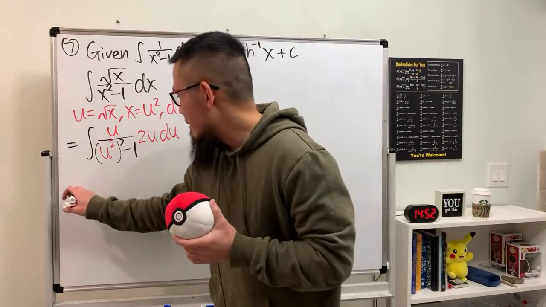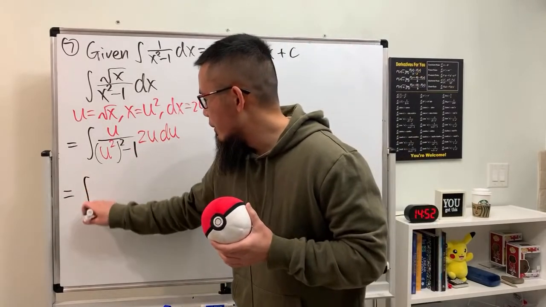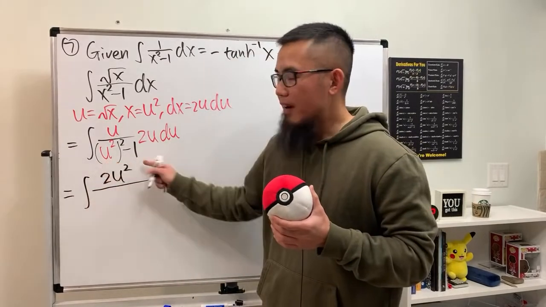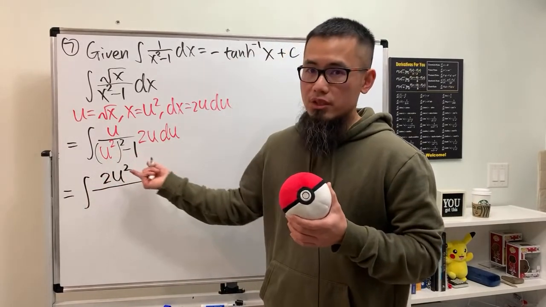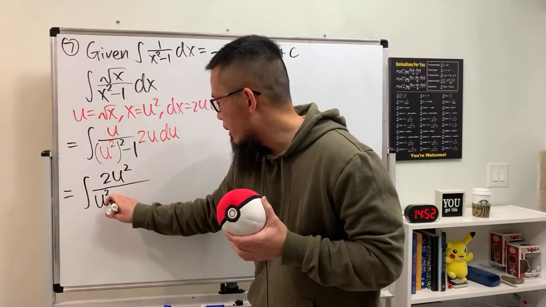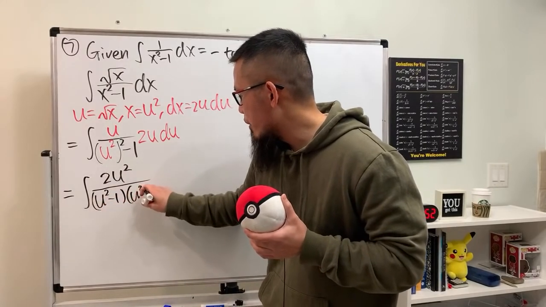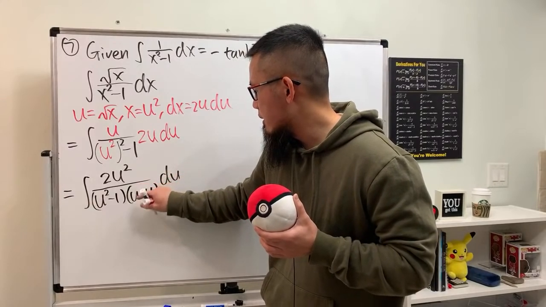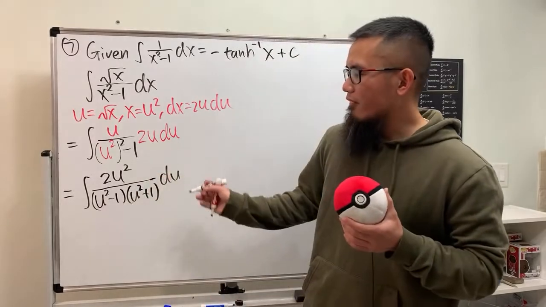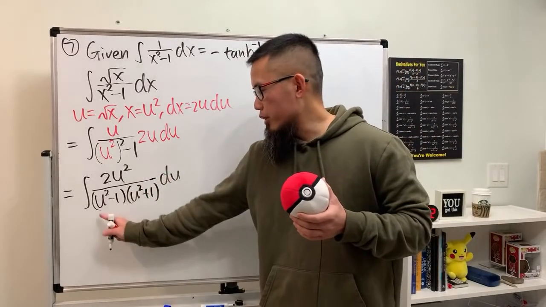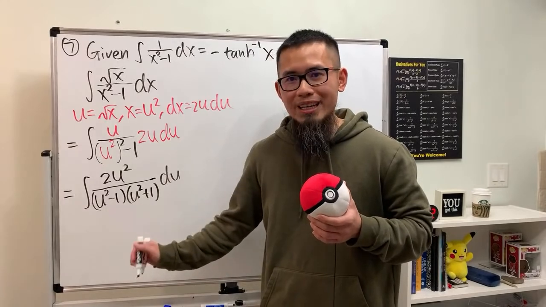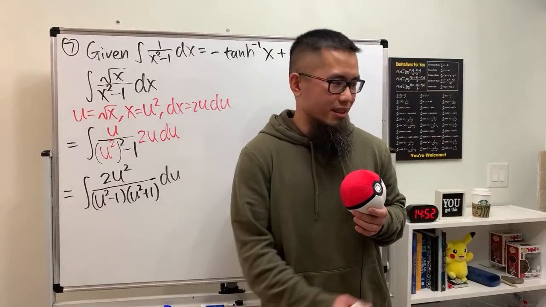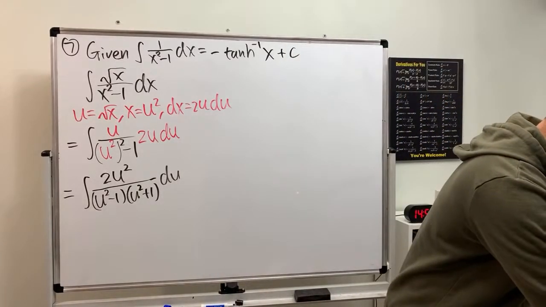All in all, this and that becomes 2u squared over, we can factor out the bottom. This is a difference of squares already. I'm going to factor as u squared minus 1 times u squared plus 1 du. There's actually a very nice way to solve this. You can keep going and factor this out, but you don't have to. Life doesn't have to be that hard. There's a very nice way. I want to see if you guys can tell me. So I'll look at the chat and let me know what you guys have.